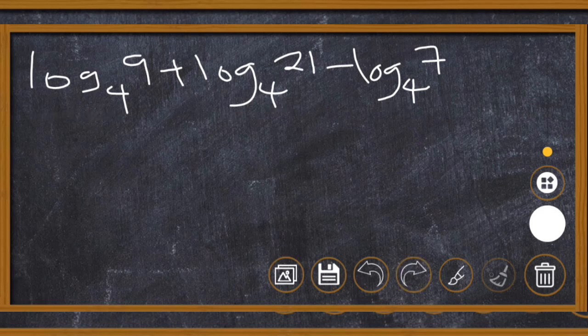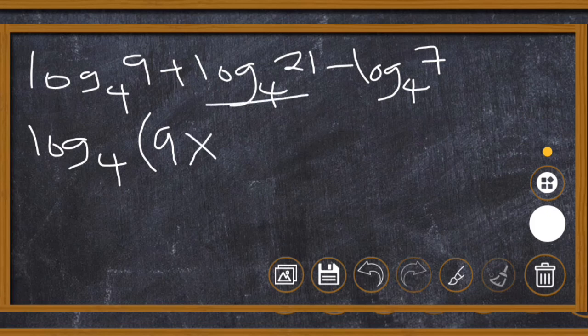So let's factorize it. We are going to have log base 4, and then here we are going to have what? 9. Now, according to the rules, when you are adding the logs, it simply means you are multiplying the values. So in this case, we are going to multiply. Remember, we have removed this, so here we are remaining with 21. Then, when you are subtracting the logs, it means you are dividing the values. So make sure that you understand this concept. All these are discussed in the previous video.